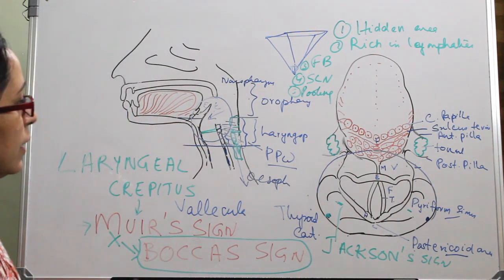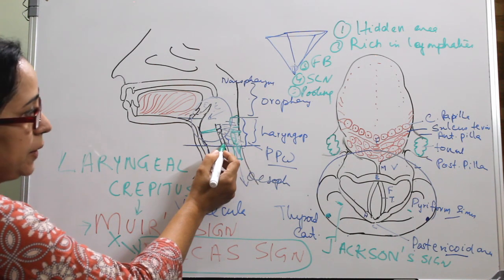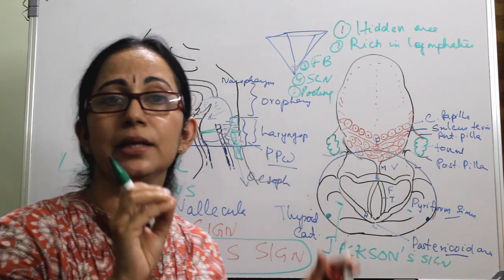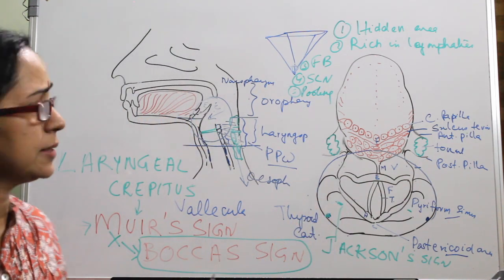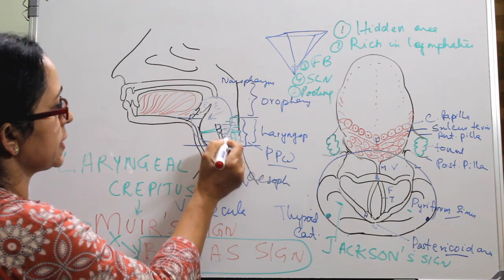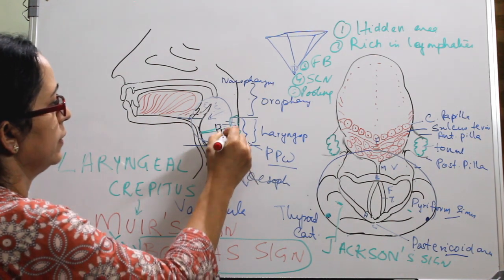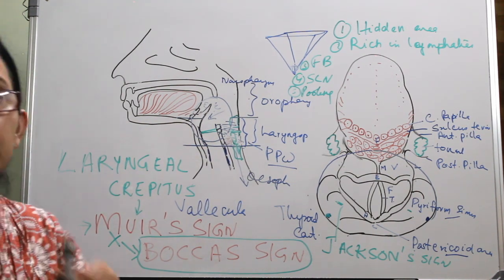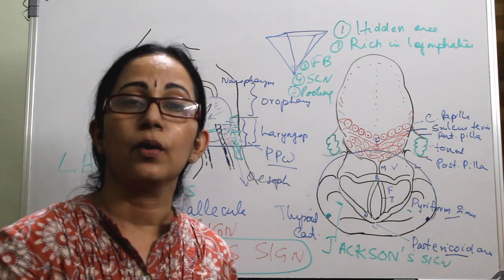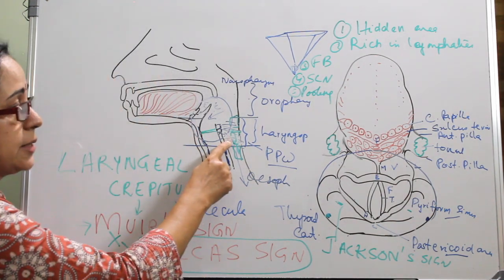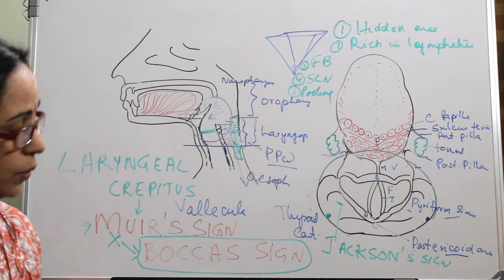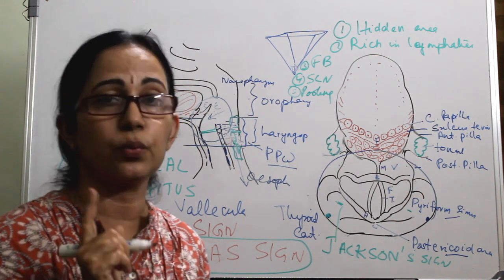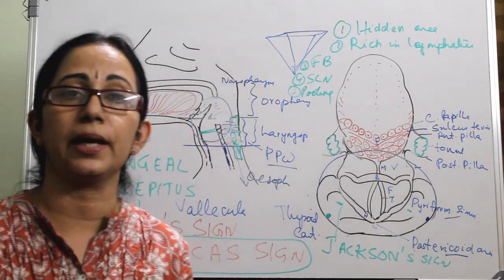laryngeal crepitus. This posterior cricoid lamina is not moving over the cervical vertebra. So there should be something in between to obstruct this movement here. Okay. So what are the conditions which cause a positive Boca sign or an absent laryngeal crepitus? One thing, it is post-cricoid malignancy. This malignancy is filling here, so it cannot move over the cervical vertebra.